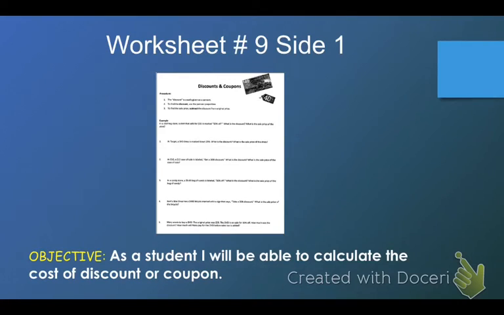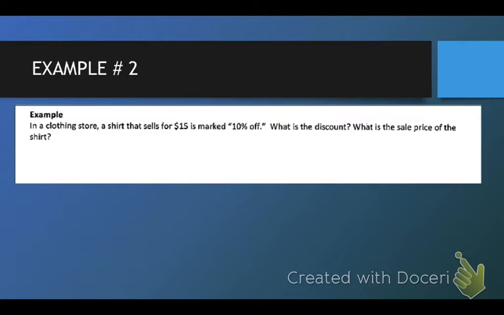Before we get to example number 2, you want to get worksheet number 9. This is side 1. We're going to give you some free answers. Remember, your objective is, as a student, you should be able to calculate the cost of a discount or coupon. Here we go. Example number 2.